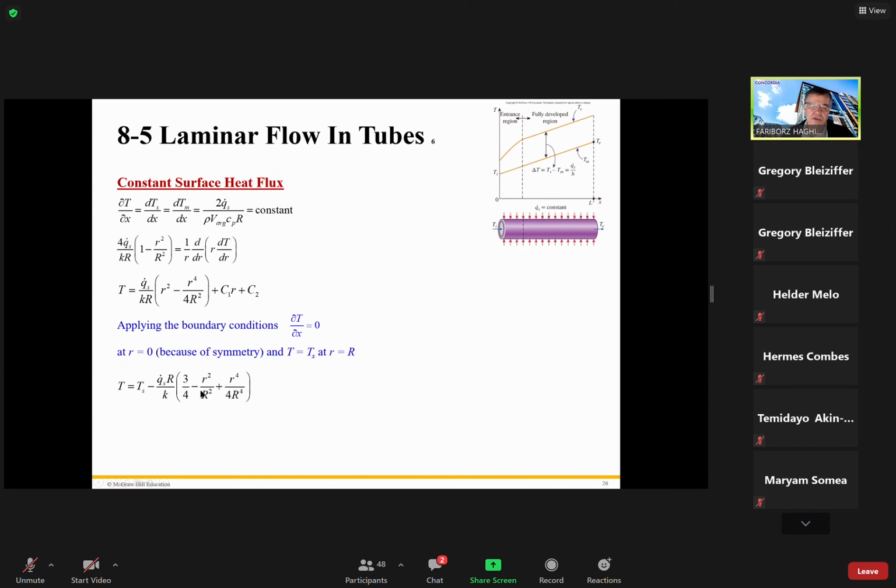Can I assume it's a constant surface temperature? I can assume this is 0, okay? But this one, we know that, is not constant, it's changing slowly.